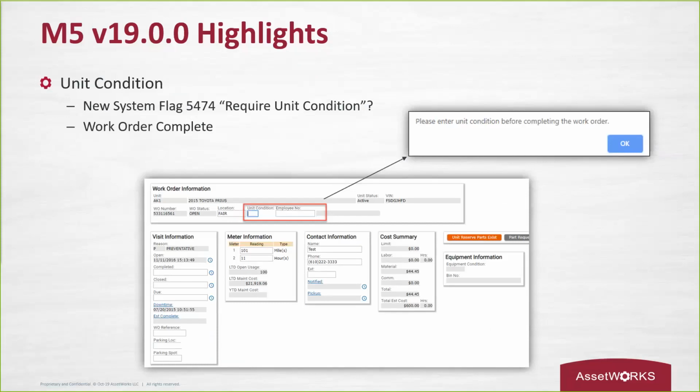On Work Order Main, there's a new system flag for those who want to require a unit condition. If this flag is set, upon completing the work order, the system will prompt you to enter a unit condition and the employee number that completed the work order or entered the unit condition.